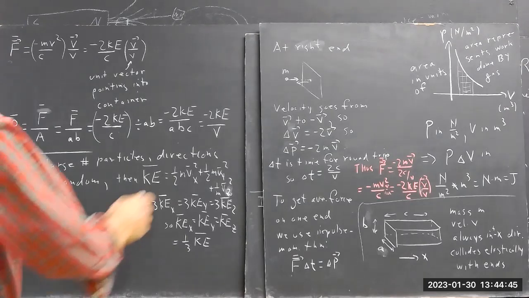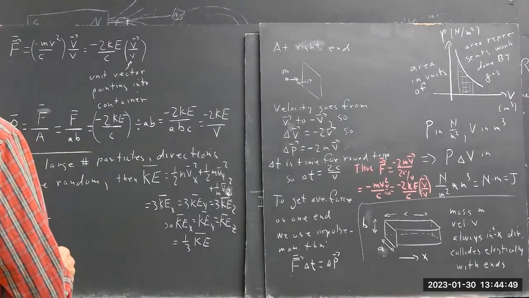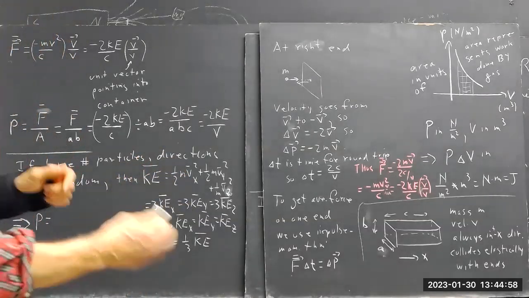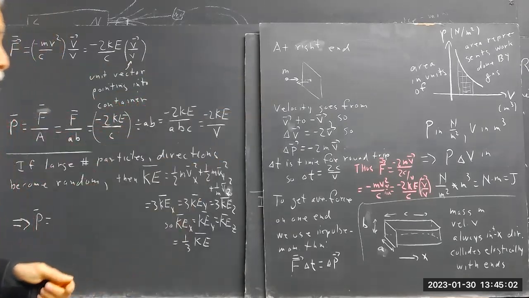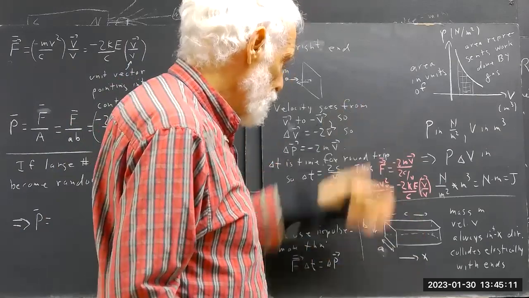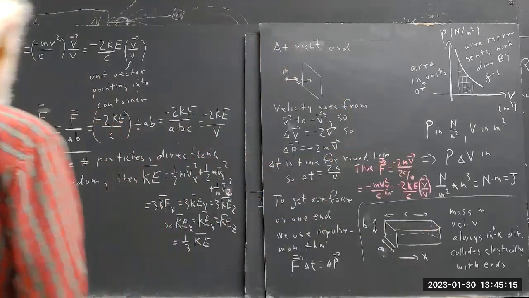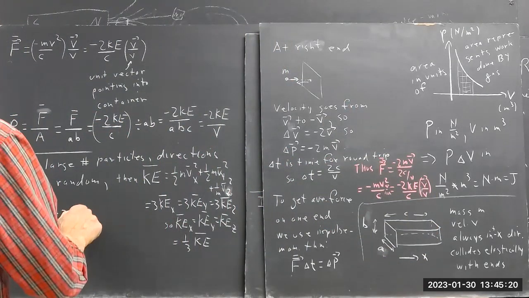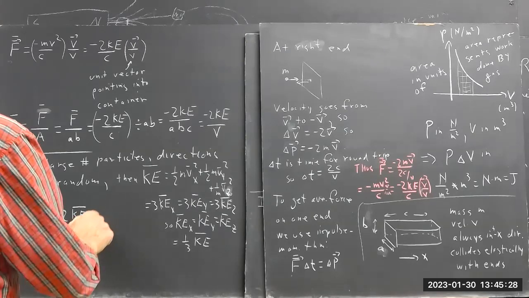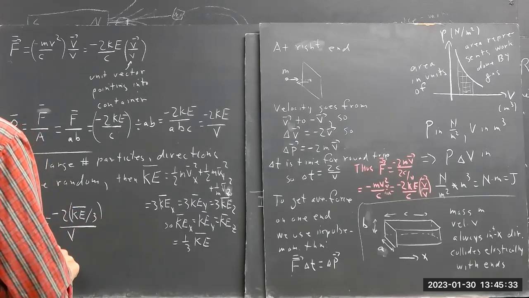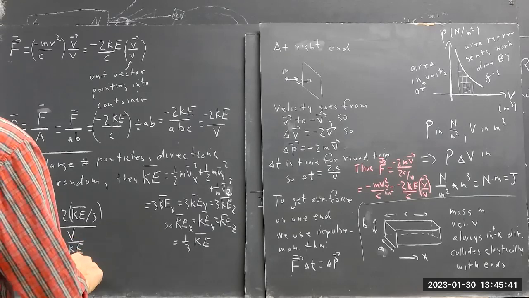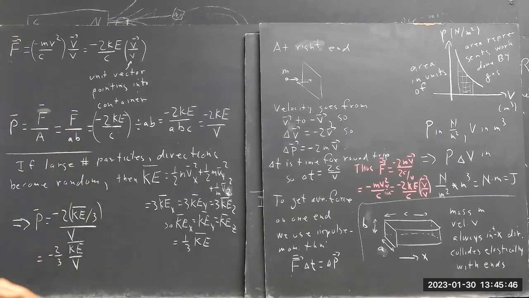And because of all that, you can replace the kinetic energy here with the average kinetic energy. But it has to be the average x kinetic energy if you're talking about this face, the average y kinetic energy if you're talking about this face, the average z kinetic energy if we're talking about the top and the bottom. And if you think about it, that becomes one third the average kinetic energy for that reason. So now you have negative 2/3 of the average kinetic energy over here.